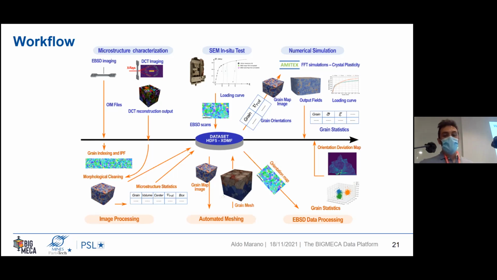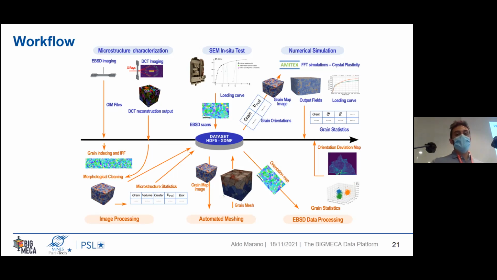For the meshing, it's the same. You press a few commands, and then the dataset sends an image to the mesher that comes back with a grained polycrystal. It's the same for the computation of orientation deviation maps and the statistics that Clément showed.